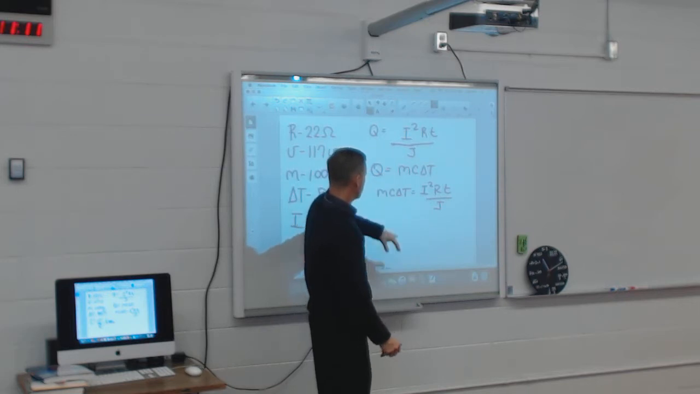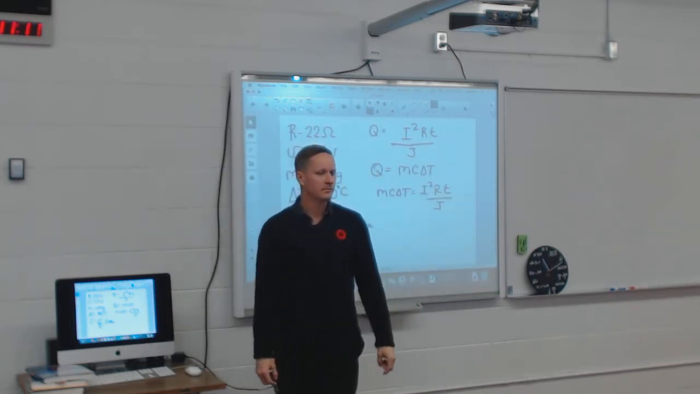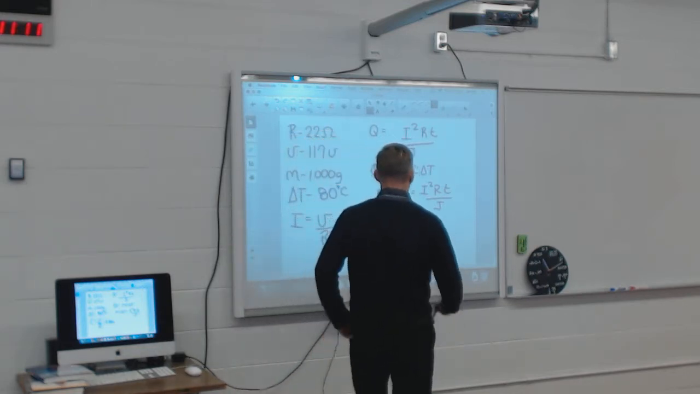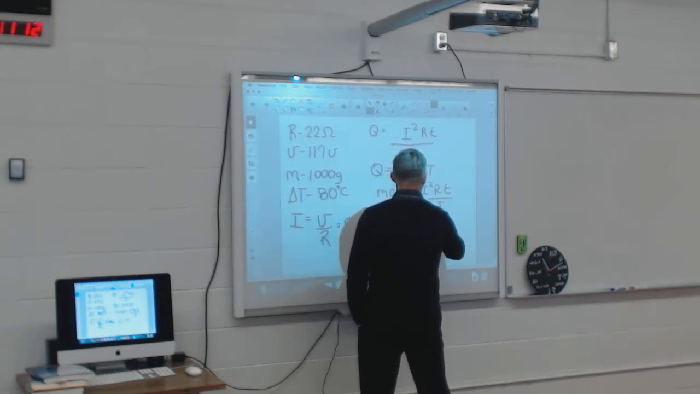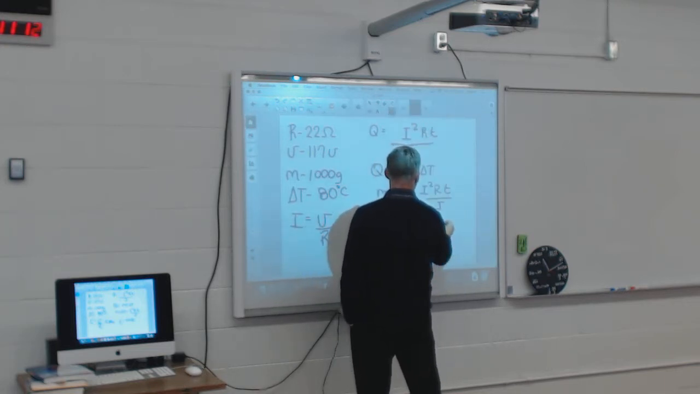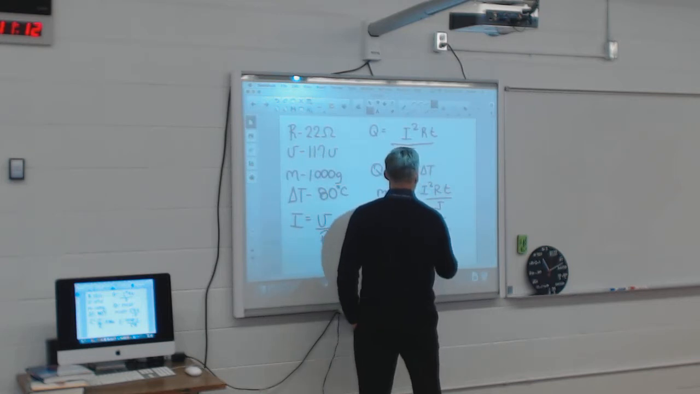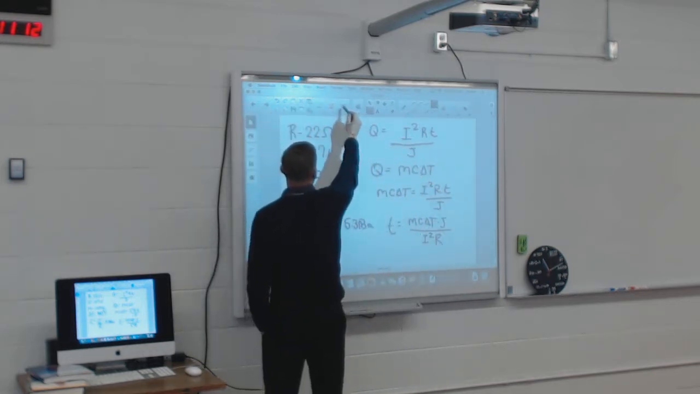Okay. 9 minutes left to finish this question. How do I isolate that T? Multiply by J, and then divide by I squared and divide by R. Fantastic, Casey, good work. T equals MC delta T times J over I squared R. So far, so good?